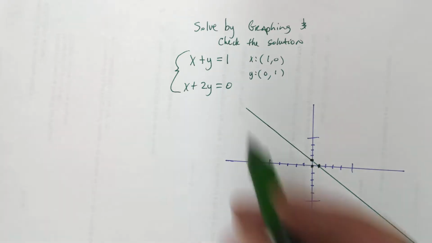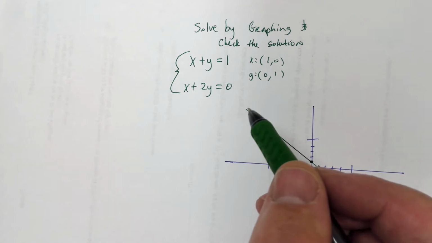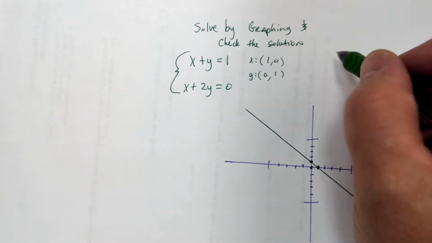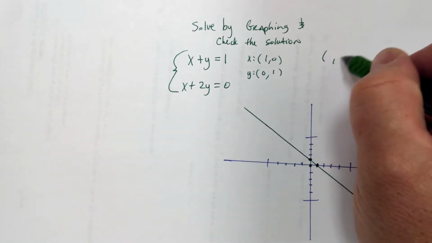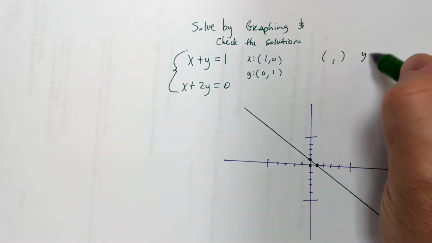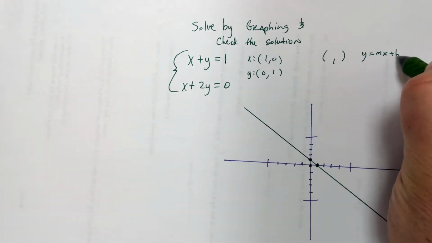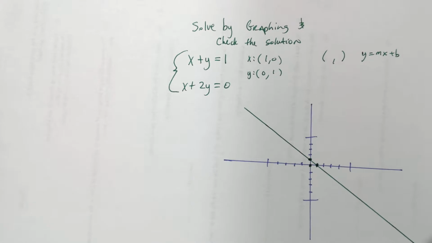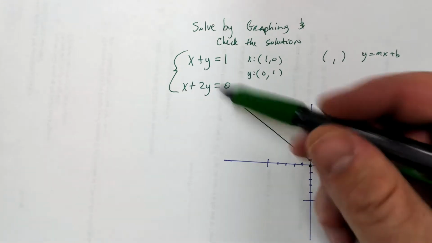So what we have to do to graph this is one of two things. We either have to come up with another point by just guessing, or we have to change it to y equals mx plus b. One way or the other. We'll do both. I like this way best. If I can, this one's easy.